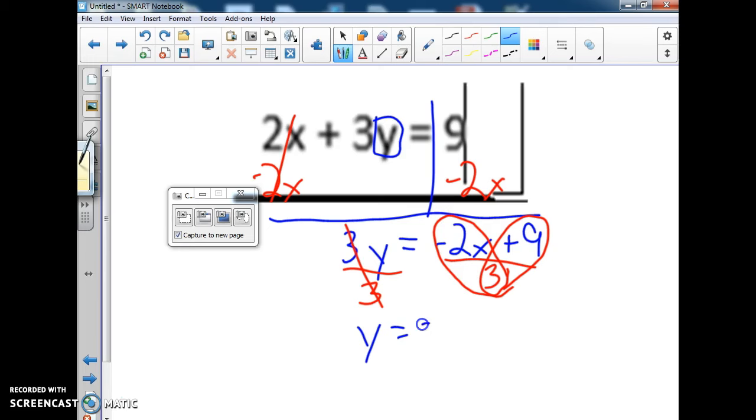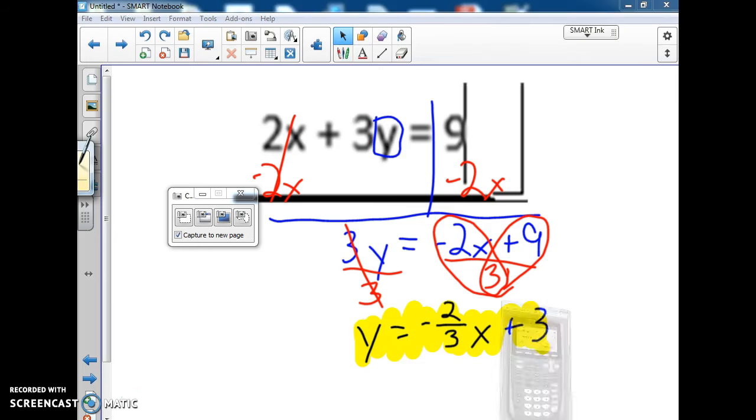Because sometimes you get those fractions, and that's the problem. Or those big long decimals. So let's keep it negative 2 over 3x. And then a positive and a positive makes a positive. 9 divided by 3 is going to be 3. So we have ourselves in good form here. Right there. So let's do our work on that.